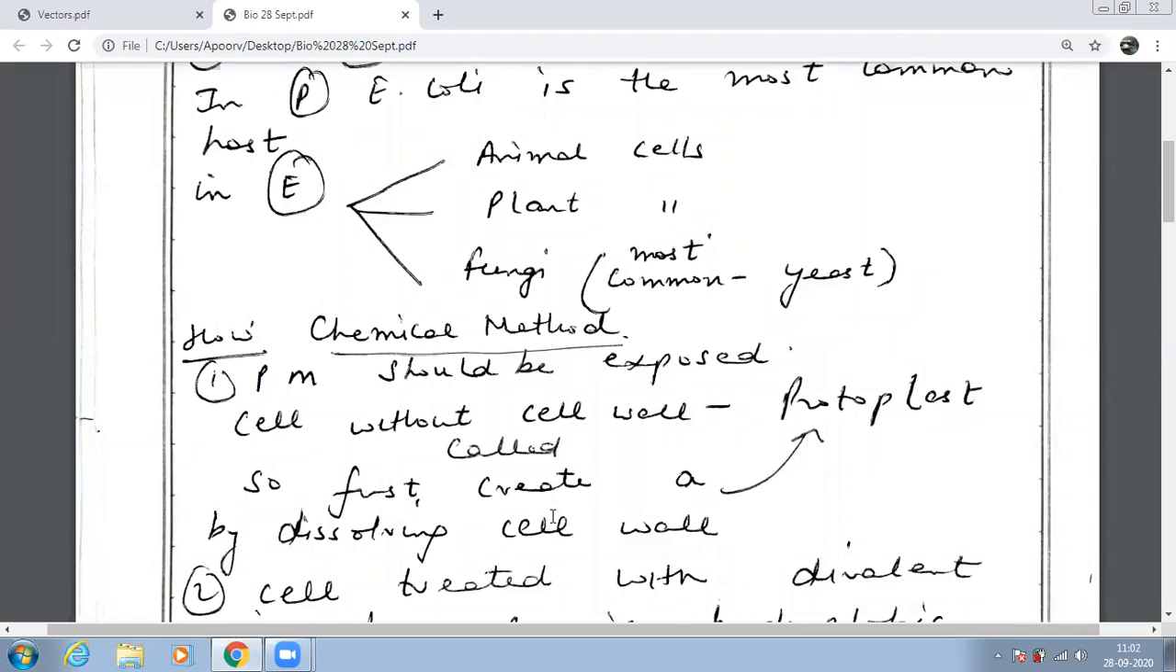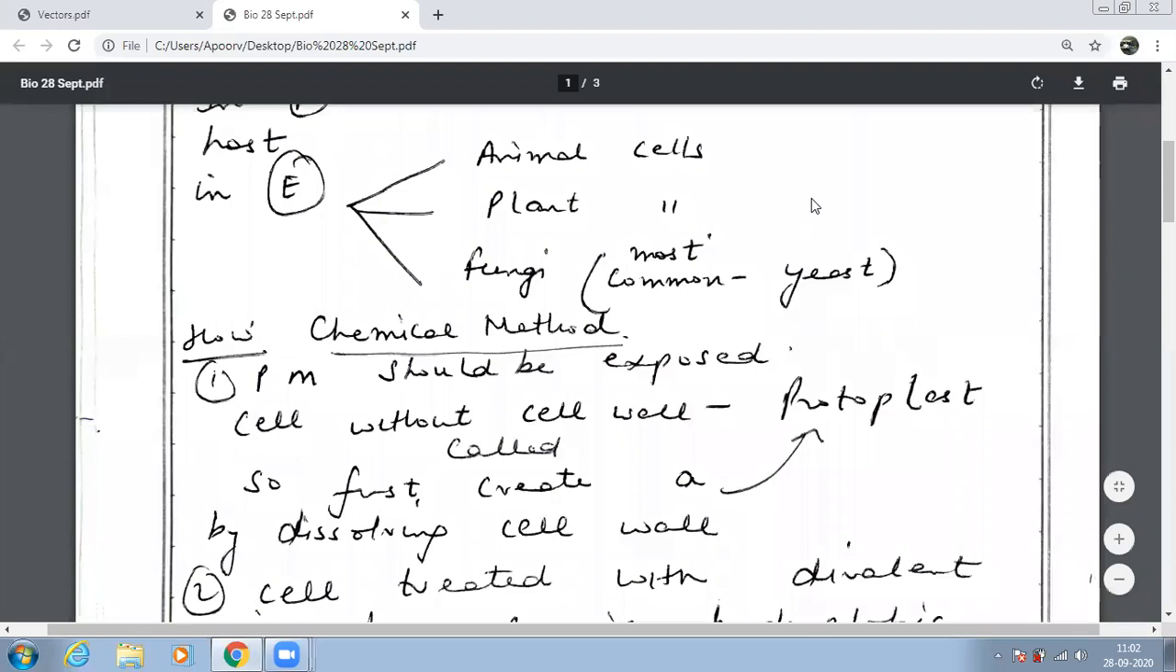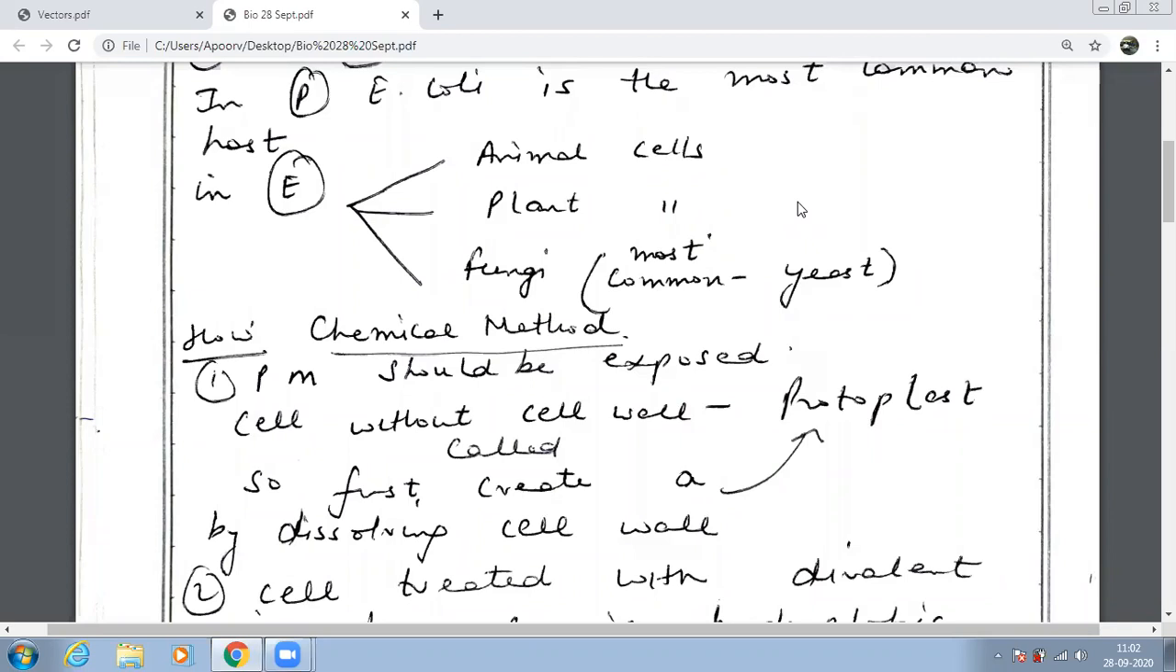Yes, ma'am. Fine. So we know how to remove a cell wall. So when you get a plant cell without a cell wall, what is it called? A protoplast. Excellent. So the first thing that you have to create is a protoplast. What is a protoplast? A plant cell without a cell wall is what we call a protoplast.